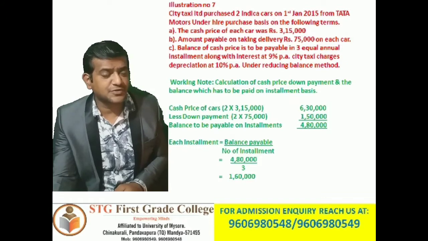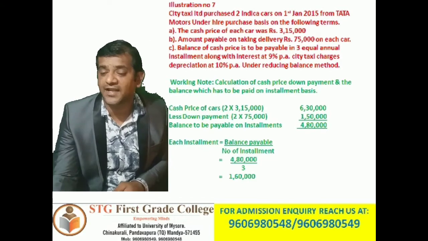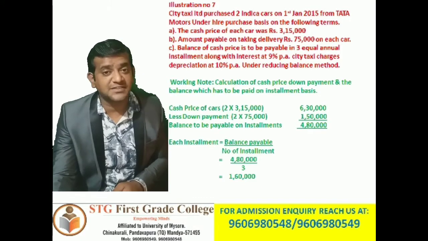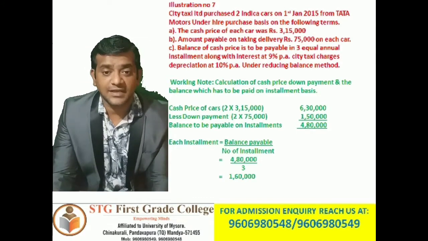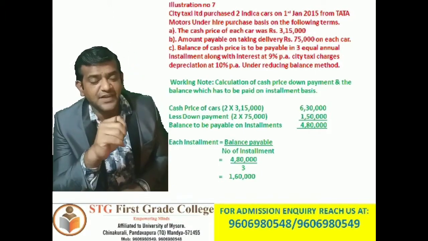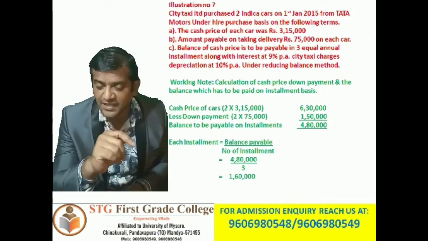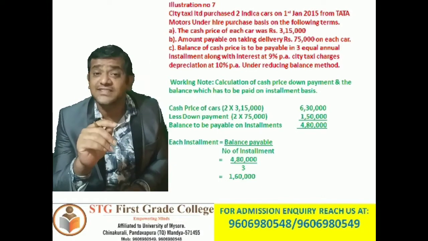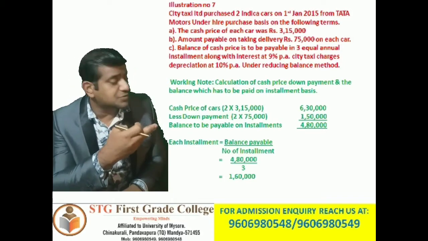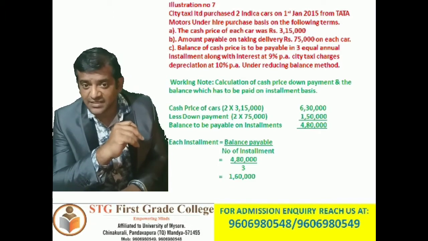So first we are supposed to do a working note. So let us look into the working note part. The calculation of cash price, down payment and the balance which has to be paid on installment basis, that we have to calculate. Clear? So now let us calculate cash price of cars. 3,15,000 for each car. How many cars we have bought? 2 cars. So 3,15,000 into 2, that comes to 6,30,000.